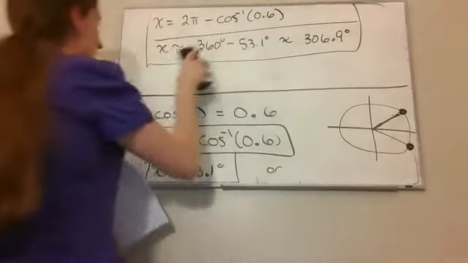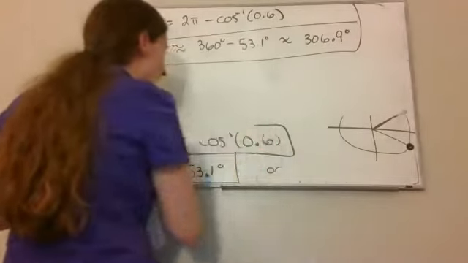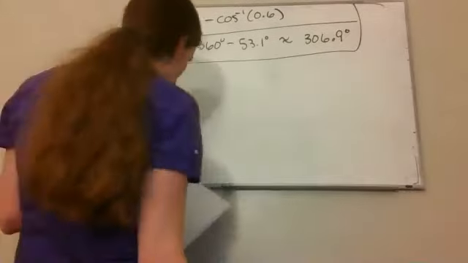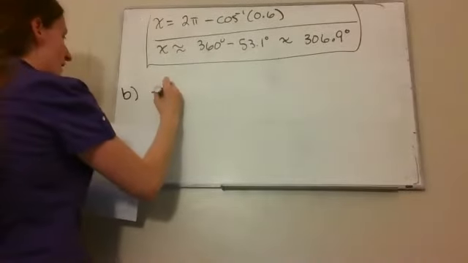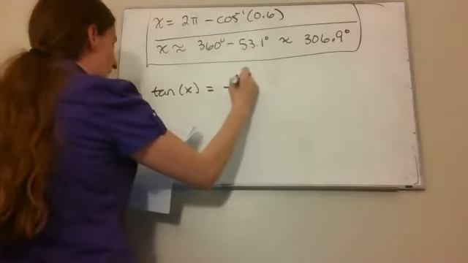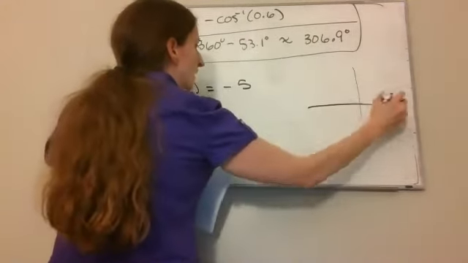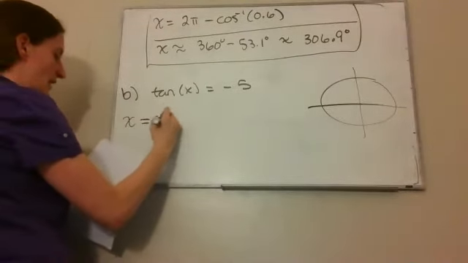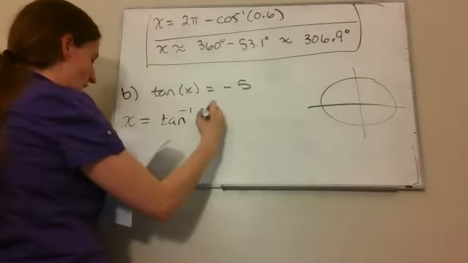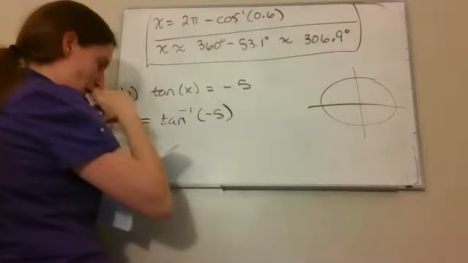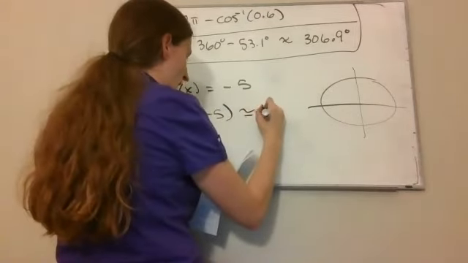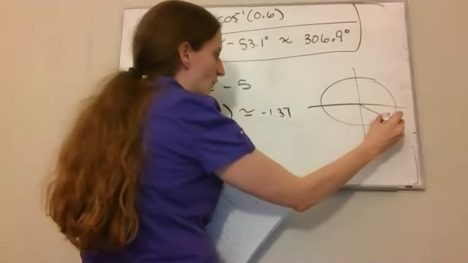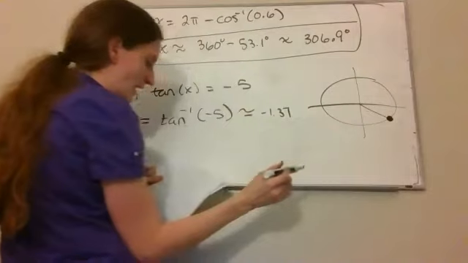Just one more of these to finish it up. Same instructions, exact values in radians, but 1 decimal point estimations in degrees. We'll solve tangent of x equals -5. So I know x is going to be equal to tangent inverse of -5, which is approximately -1.37. So I know I'm down here somewhere in quadrant 4, -1.37 radians.